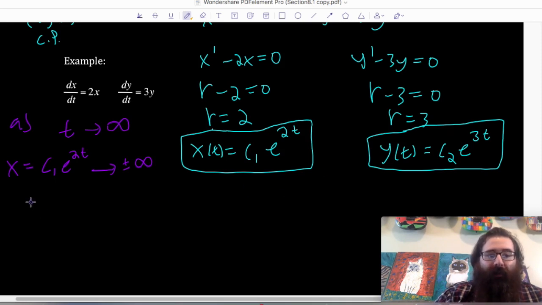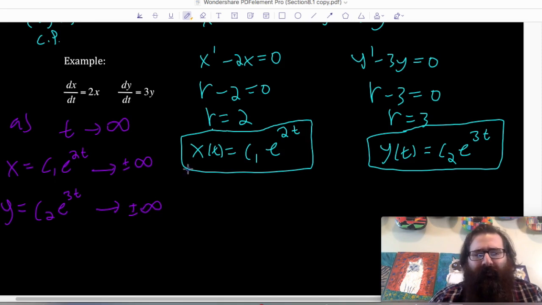And same with y, right? Y is also an exponential function. And the exponent here is 3t. So as t goes to infinity, in this case, we're going to become unbounded. And then c sub 2 is the coefficient that determines the sign, but this is going to head to either plus or minus infinity. And this certainly does not head towards the critical point.